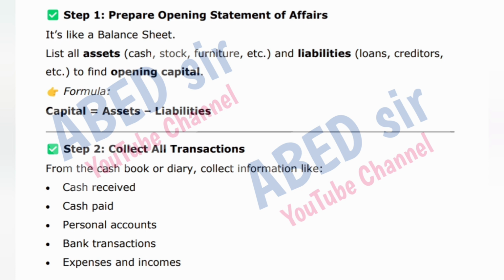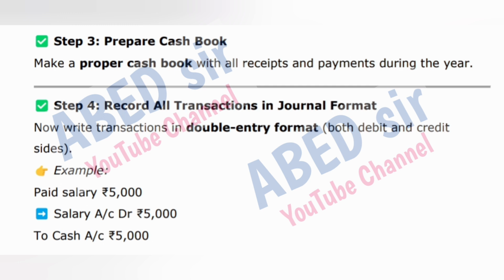Step 2. Collect all transactions. From the cash book or diary, collect information like cash received, cash paid, personal accounts, bank transactions, expenses and incomes. Step 3. Prepare cash book. Make a proper cash book with all receipts and payments during the year.